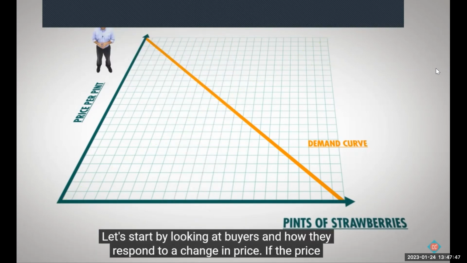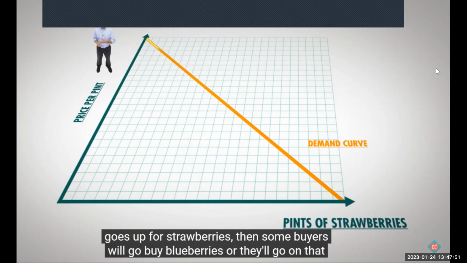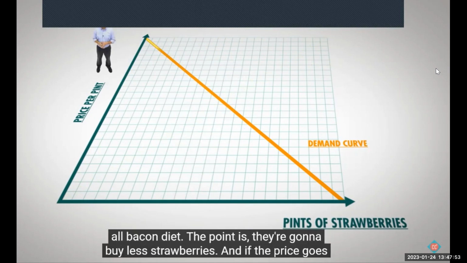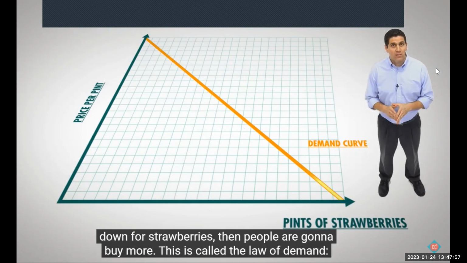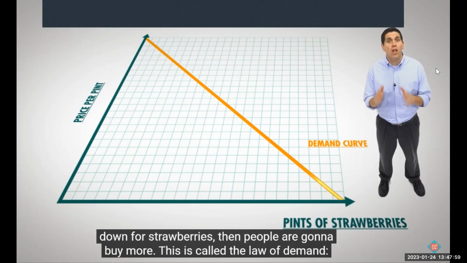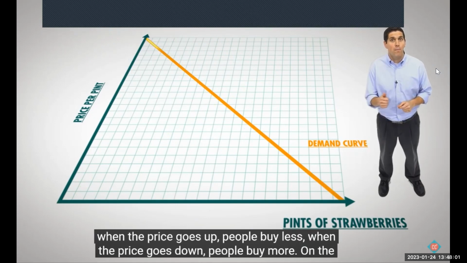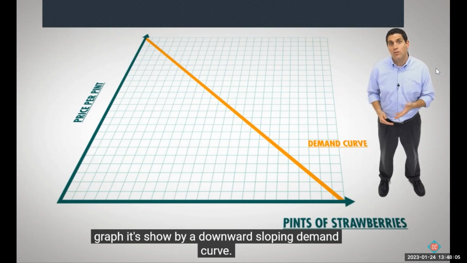Let's start by looking at buyers and how they respond to a change in price. If the price goes up for strawberries, then some buyers will go buy blueberries or they'll go on that all-bacon diet. The point is, they're going to buy less strawberries. And if the price goes down for strawberries, then people are going to buy more. And this is called the law of demand. When the price goes up, people buy less. When the price goes down, people buy more. On the graph, it's shown by a downward sloping demand curve.